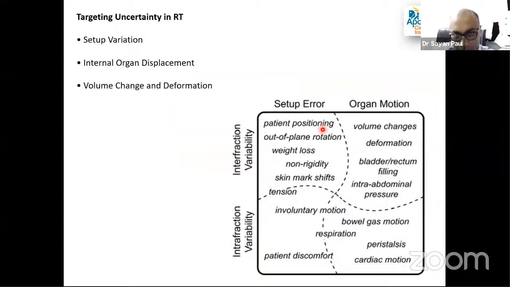So that can be setup errors, patient positioning errors, out of plane rotation, weight loss, non-rigidity, skin mark shifts, or it can be organ motions like volume change, deformation, bladder and rectal filling, intra-abdominal pressure changes. It can be involuntary motion, bowel gas motion, respiration, peristalsis. The patient may feel discomfort and can move, or cardiac motions.